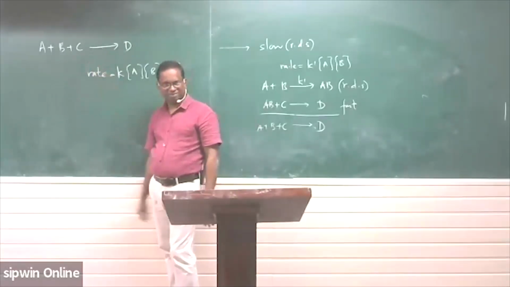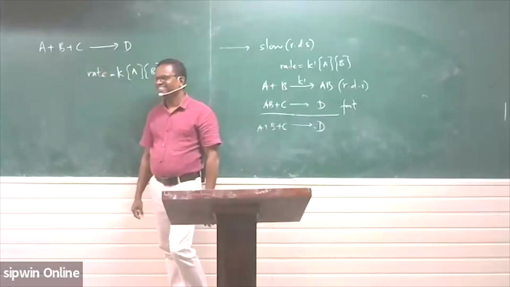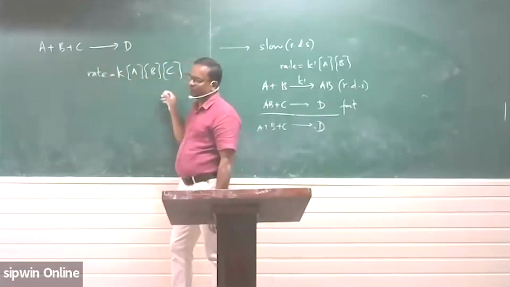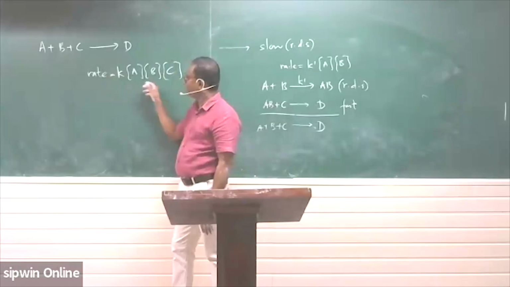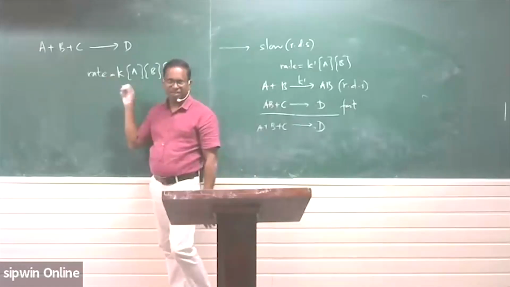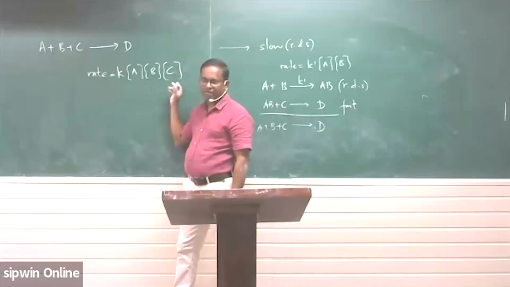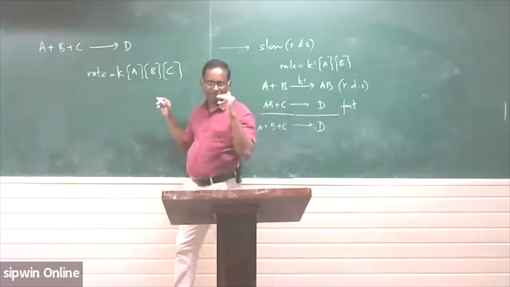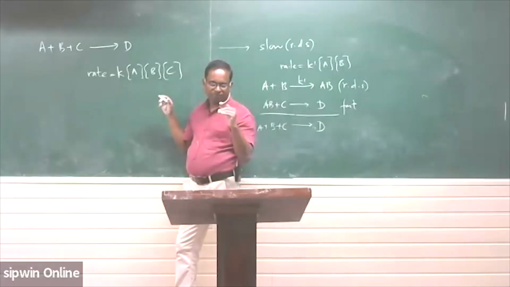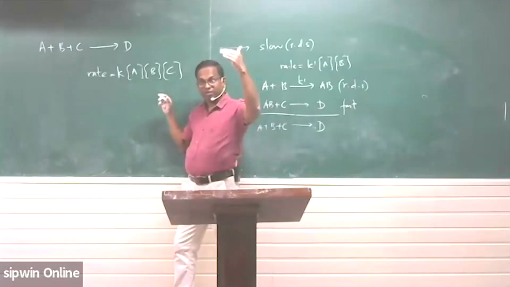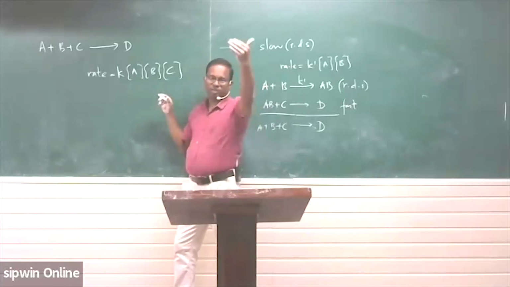Let me say it again. If it is this way, A, B, C, and all of A, B, C are in the rate equation, then these components can be in the rate determining step. If not, some of those can be in a pre-equilibrium before the rate determining step.